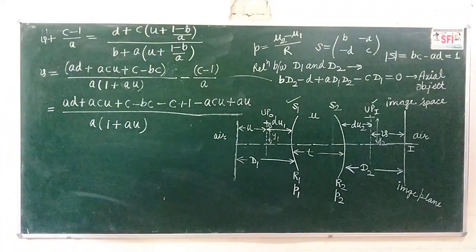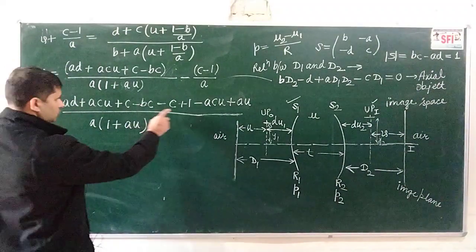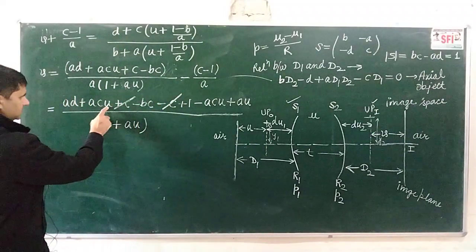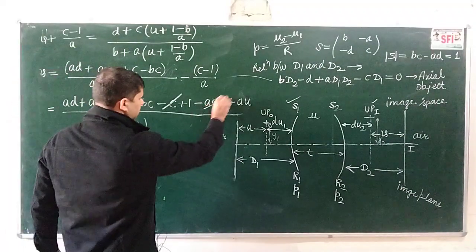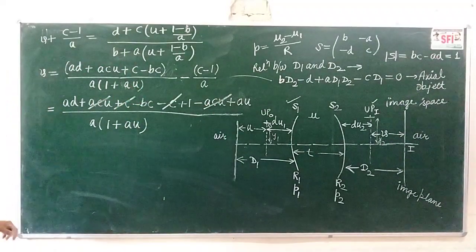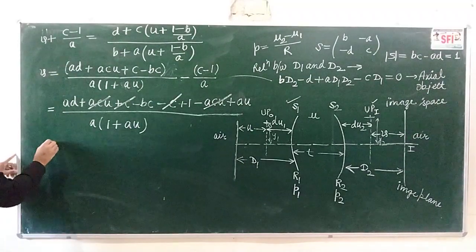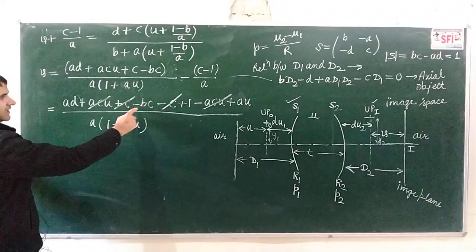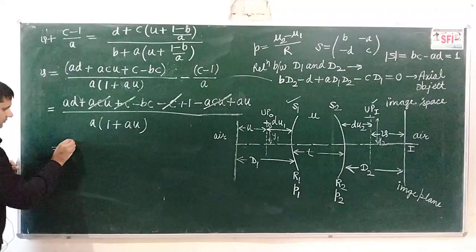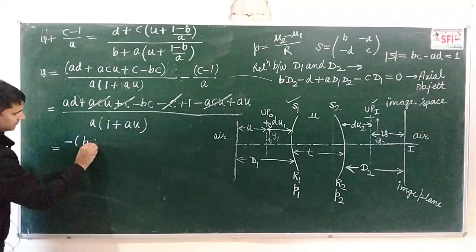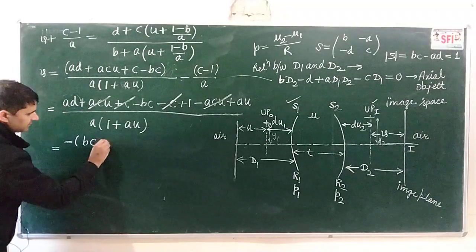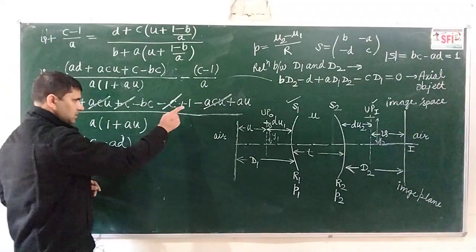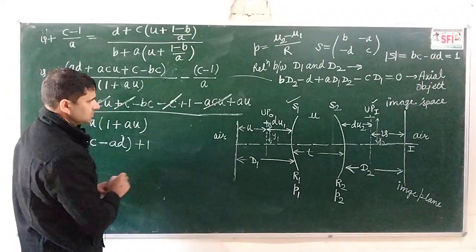Now we see which factors will cancel here. So you see plus C is here, minus C is here, these will cancel out, and ACU this is positive, this is negative, so these will also cancel here. So now we will see that this is AD and this is BC. If we take -1 common from these two terms, then you will get plus BC and it will become negative minus AD. You see, you have taken minus common in these two factors, and here you have +1, then you have plus AU.